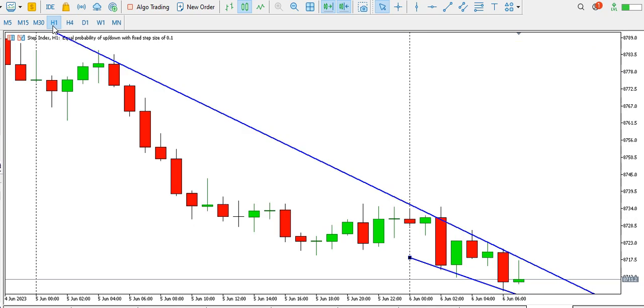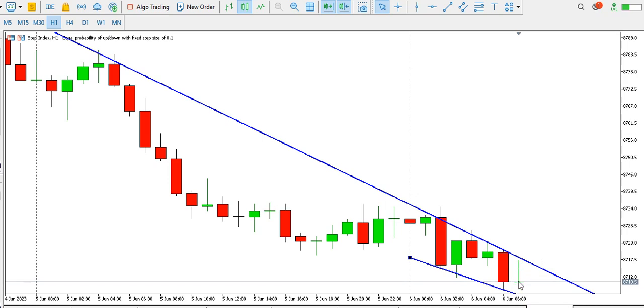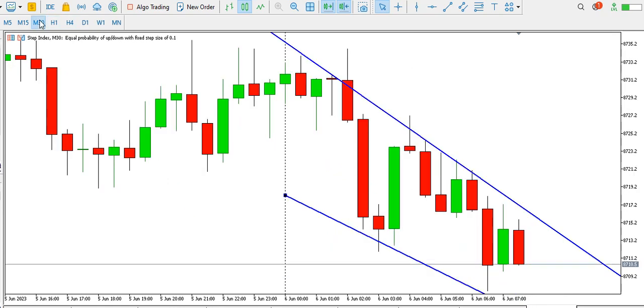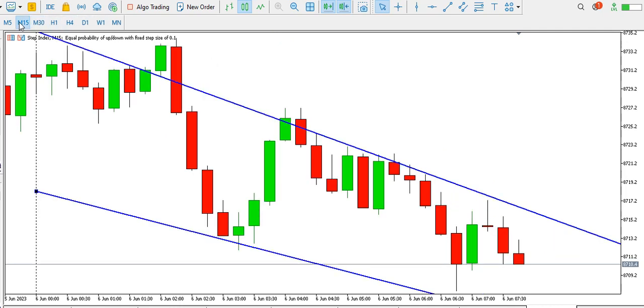Let's take a look at the 1 hour time frame. It's also bearish. This is a low, this is a high, this is a lower low, lower high, lower low, lower high, lower low, lower high. So the price is currently dropping as I speak. You might want to look for selling opportunities on step index. On the 30 minutes time frame, the price is also bearish. Look, we have a drop, a rise, a drop. Okay, so the bears are in control. So join the bears and sell step index for now.